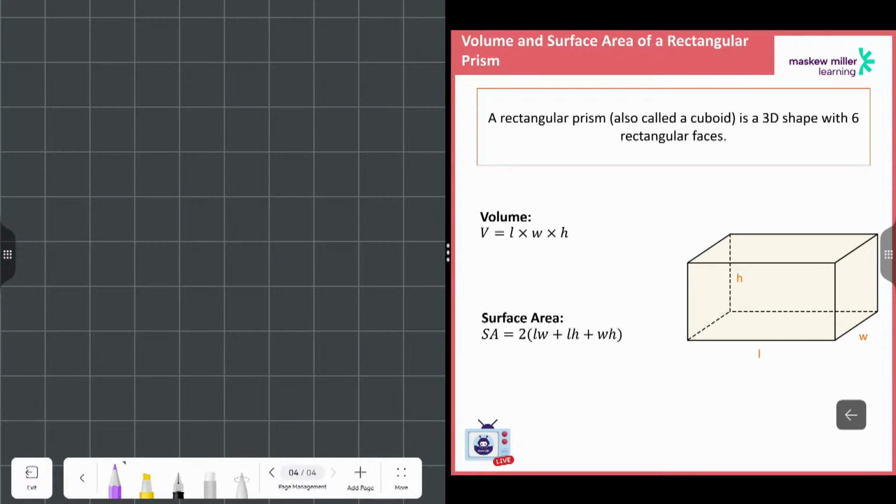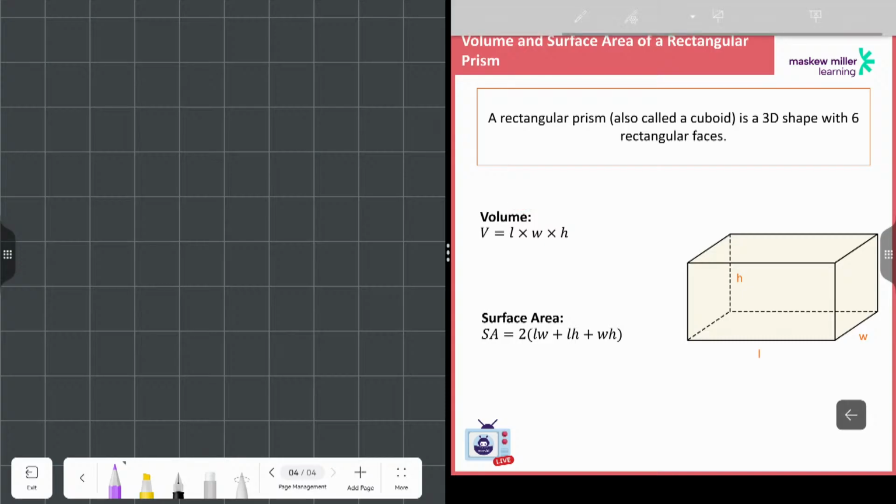This is a rectangular prism, which you can also call a cuboid. It's a 3D shape with 6 rectangular faces, as indicated. When you're looking for volume, you use a length and a width, which we call breadth. So please don't be confused. If you see width, just also use the word breadth. It can be called width or breadth.